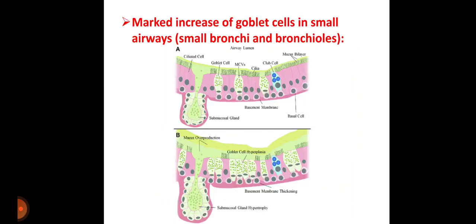There is a marked increase of goblet cells in smaller airways, the small bronchi and bronchioles. The primary function of goblet cells is to secrete mucus. Due to this increase in goblet cells, there is excessive mucus production, which leads to airway obstruction.